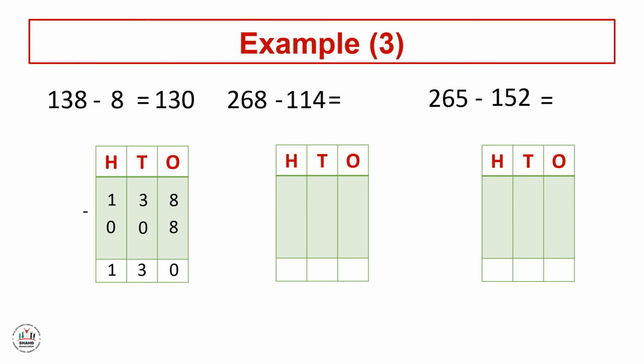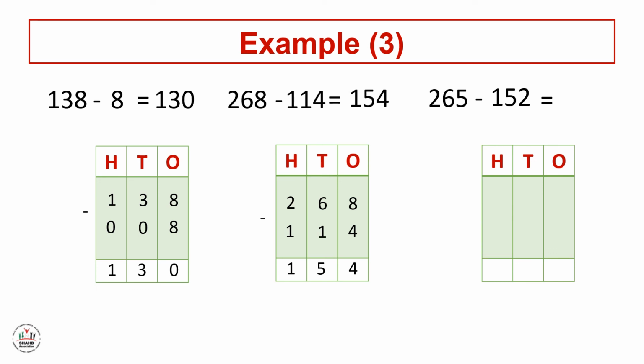The second one, 268 minus 114. First, write the subtraction in vertical form. Then subtract ones from ones, so 8 minus 4 is equal to 4. Then subtract tens from tens. 6 minus 1 is equal to 5. Then subtract hundreds from hundreds. 2 minus 1 is equal to 1. So the answer is 154.